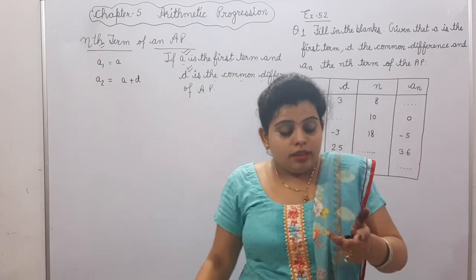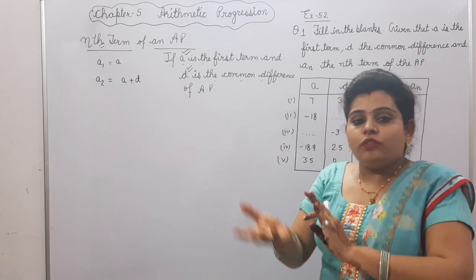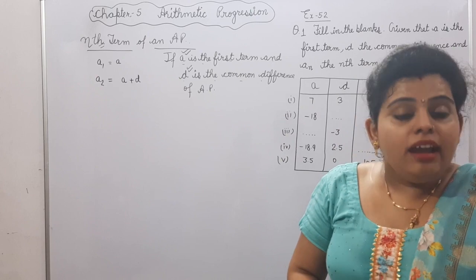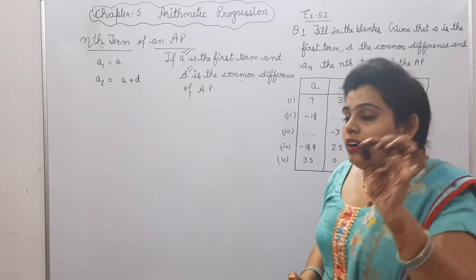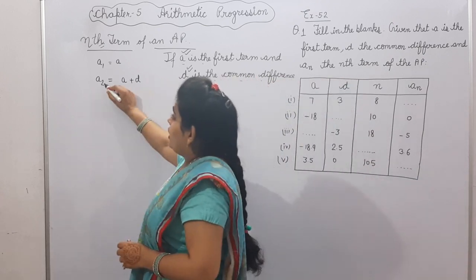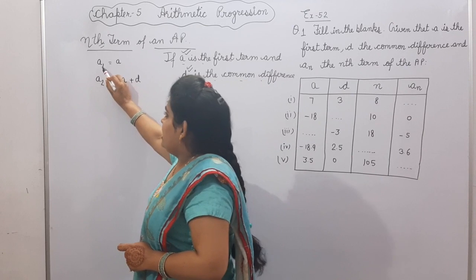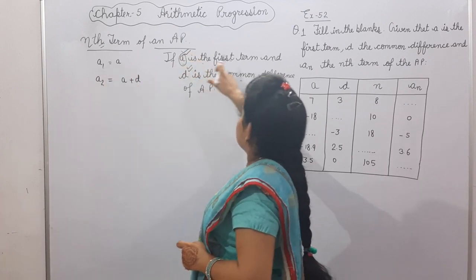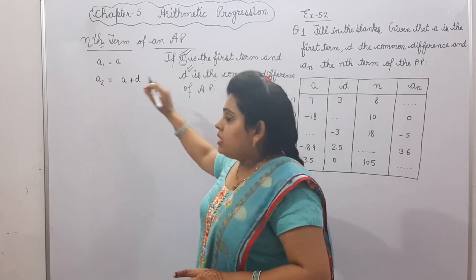Yes dear students, how do we find A2? A2 will equal, how will we find A2? When we add this common difference to the given term. The given term is our A1, meaning the previous term, and here the previous term is A1, and this A1 is equal to A because it is given that A is the first term. Then A2 will equal A plus D.